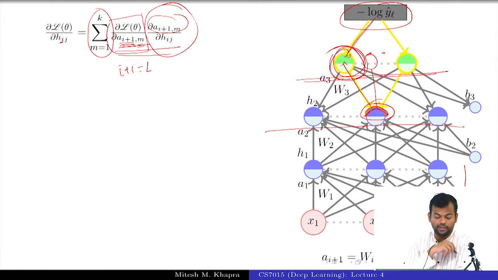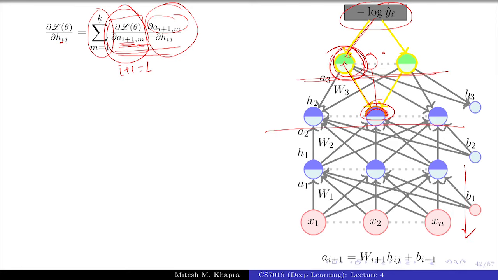Now, do we know this quantity? What you have told me is that we know the first quantity because that is what we computed in the previous module. Do we know this one? We have to compute it. Can you compute it? Okay, let's just do it. So let's assume that this h_ij that I'm dealing with is actually h22. Now, what is a_{i+1,m} actually? Which are the elements there? a31 and a32. I'm assuming that I only have 2 units in the output layer. So my m is equal to 2.